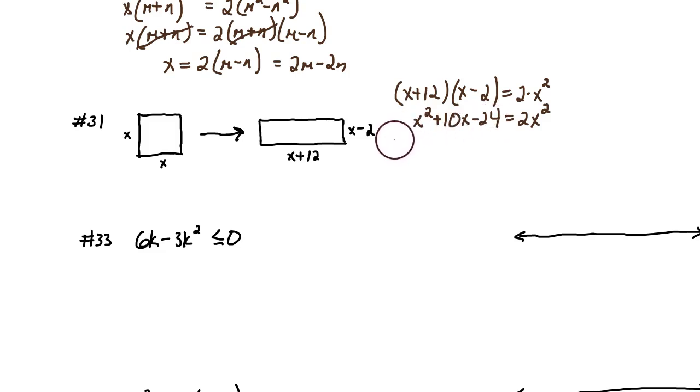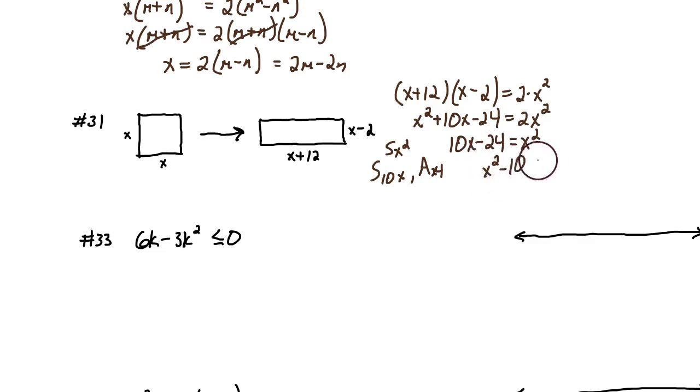We can subtract x squared from both sides. We will have 10x minus 24 equals x squared. Now let's subtract the 10x and add the 24 to cancel these away, getting a 0 on the left. We'll have x squared minus 10x plus 24 equals 0. Now we can factor this as x minus 6 times x minus 4, and that's equal to 0. Solving for both of these, we get x equals 6 and x equals 4.